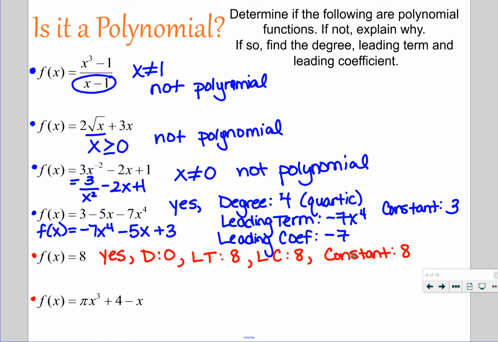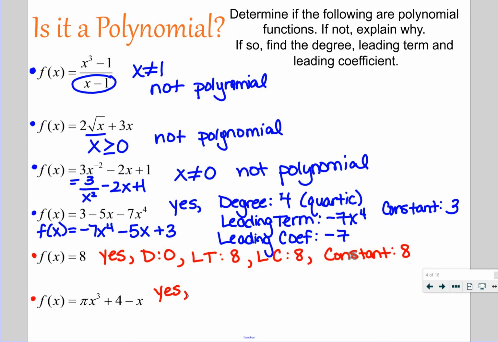Finally, my last one here. Again, I'm looking at my variables. There's no number that my variable cannot equal, no domain restrictions. My exponents, I don't have any negative integers. I do have this weird coefficient of pi, but there's nothing in the definition of a polynomial that says you can't have an irrational number as a coefficient. So we say that yes, this is a polynomial.